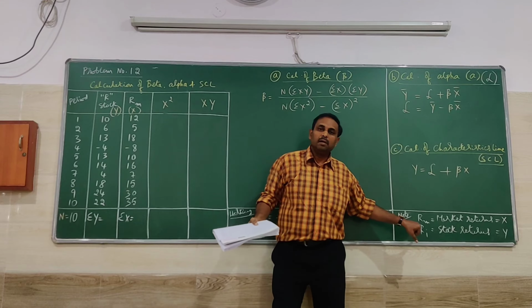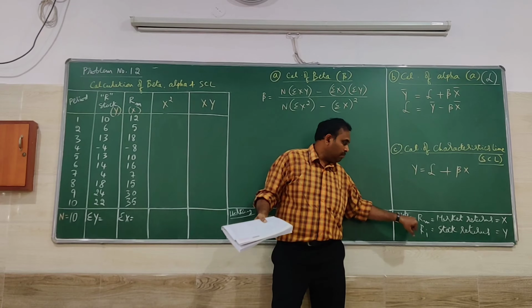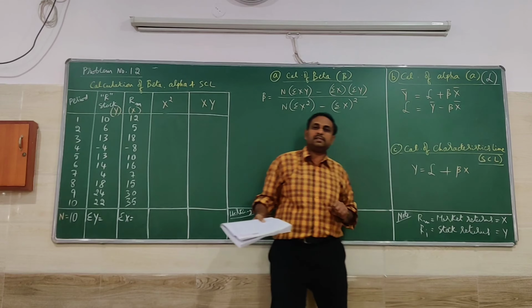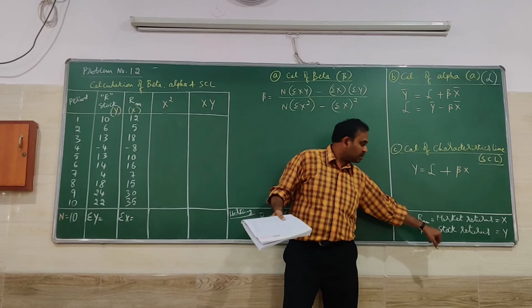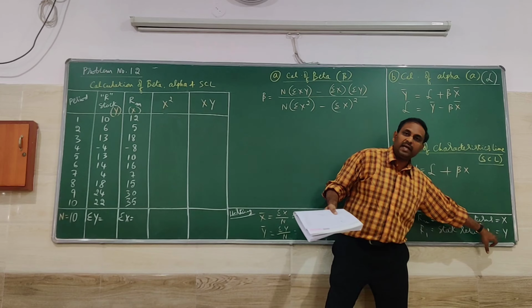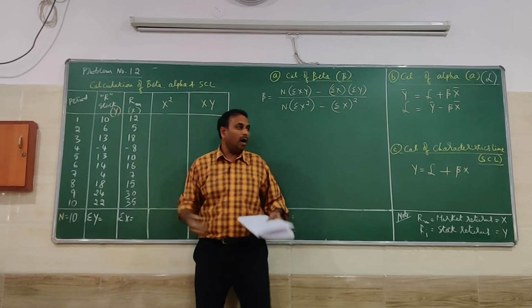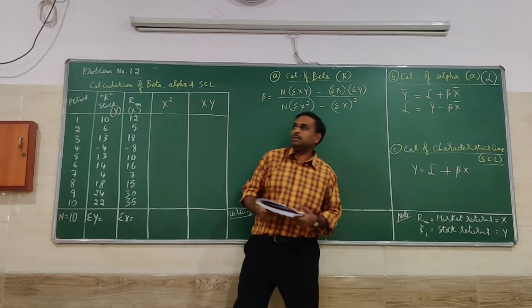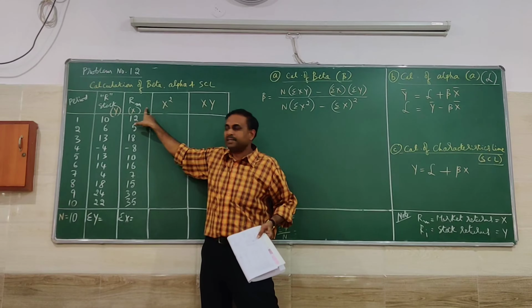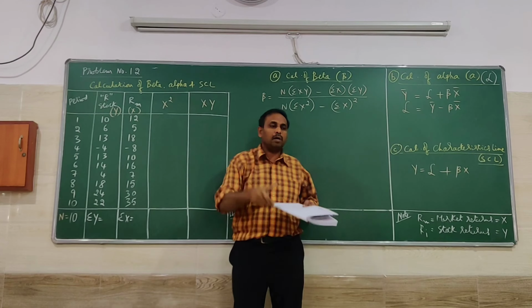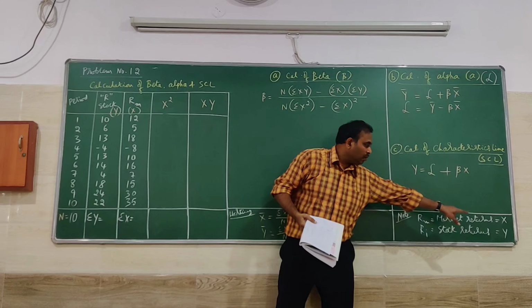So let us try to understand what is the RM. RM is nothing but market returns, that is equal to X. RI is stock returns, we take it as Y. So here when you see RM is given, RM is nothing but market returns, so I have denoted as X, and R stock is a particular company's stock, so I have taken as Y.